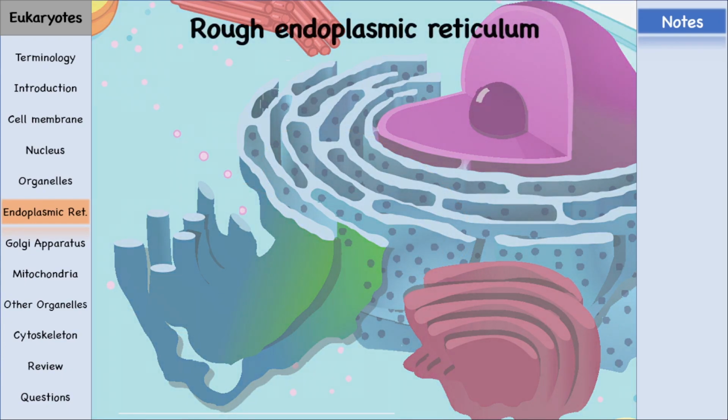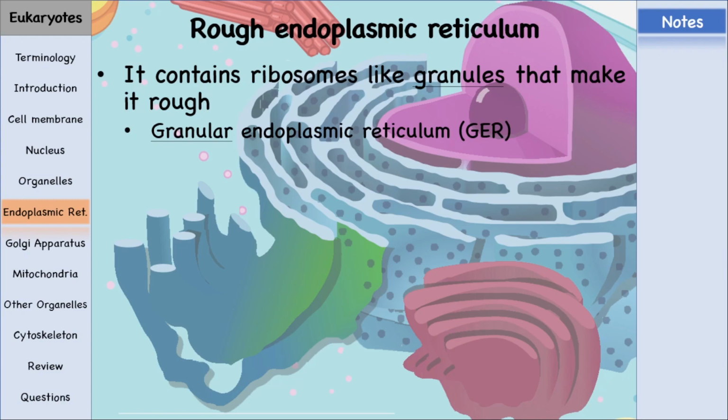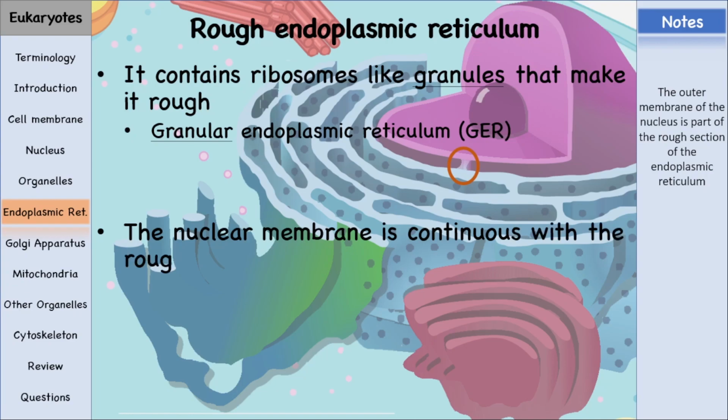Rough endoplasmic reticulum. The reason for calling it rough is because it contains ribosomes like granules that make it rough. We sometimes refer to it as granular endoplasmic reticulum instead of rough. The outer membrane of the nucleus is part of the rough section of the endoplasmic reticulum. That is, the nuclear membrane is continuous with the rough endoplasmic reticulum.